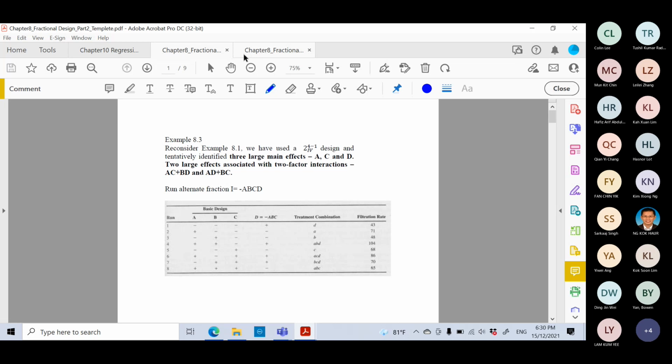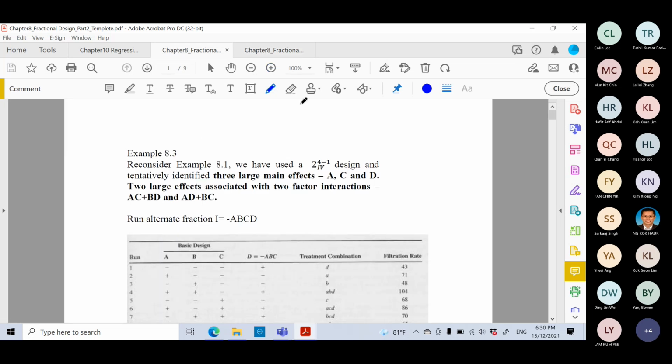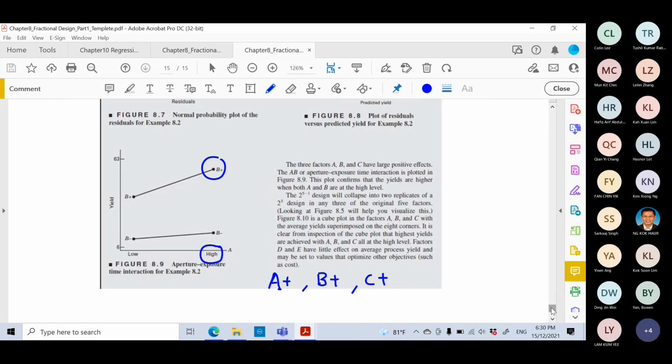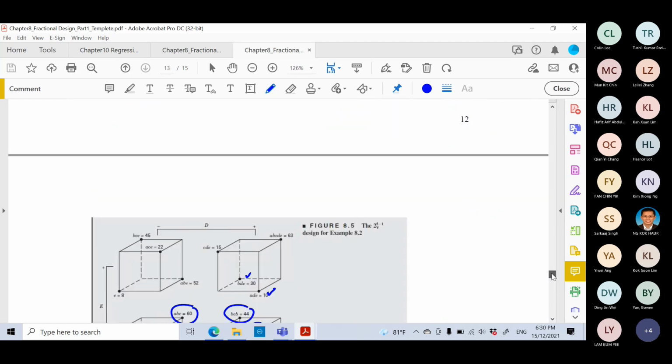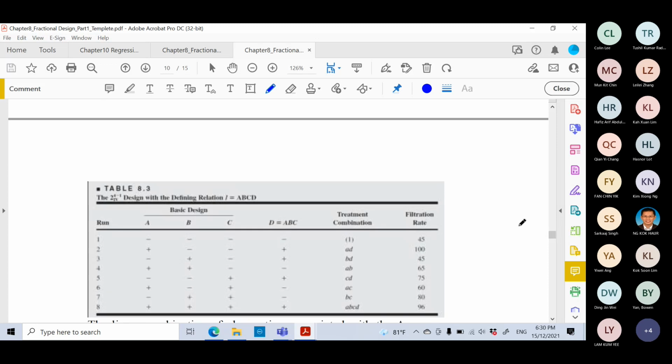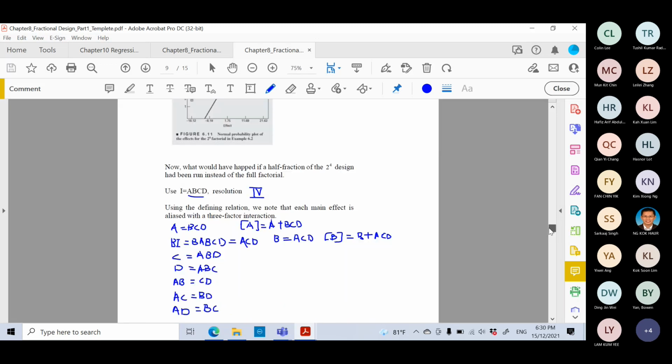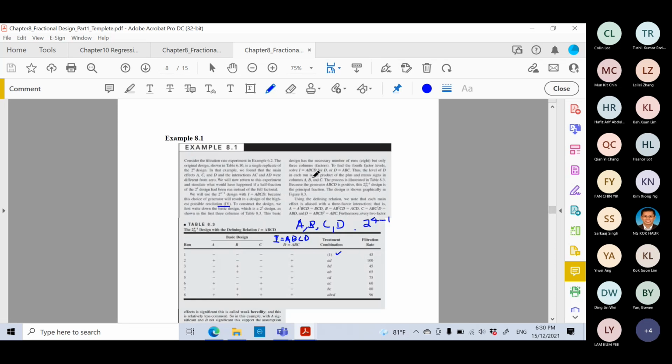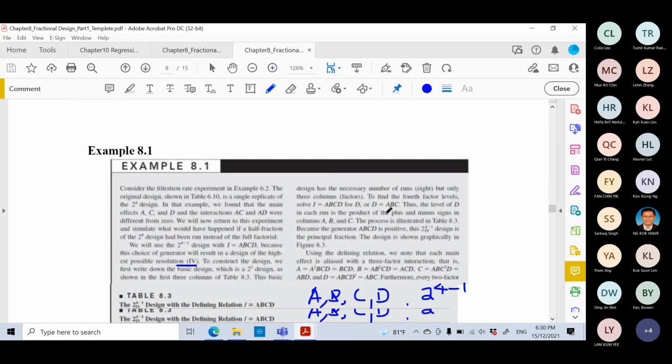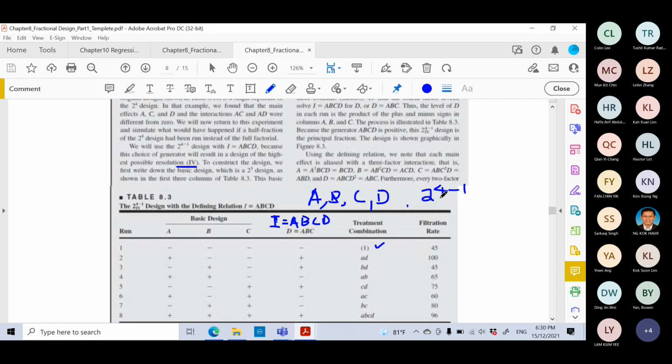Okay, in this example, we have considered example 8.1 before. I can recall example 8.1 first before you continue here. In example 8.1, we have 5 factors altogether. We run 1/2 of them. Our defining relation is I equals ABCD. Okay, we only run the positive side.